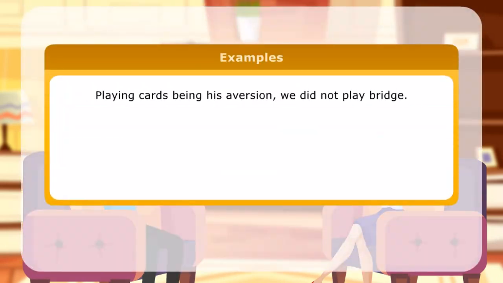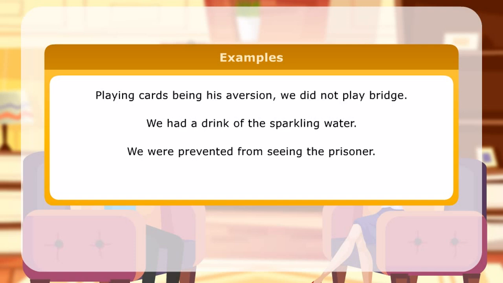Here are some more examples. Playing cards being his aversion, we did not play bridge. We had a drink of the sparkling water. We were prevented from seeing the prisoner. Giving is better than receiving.